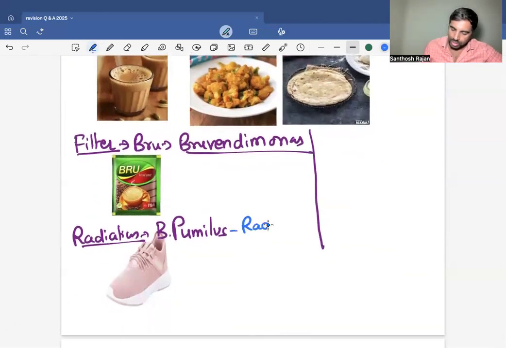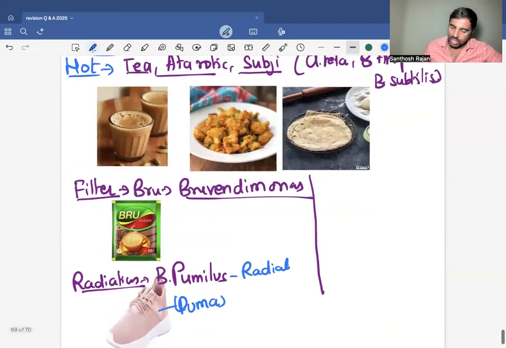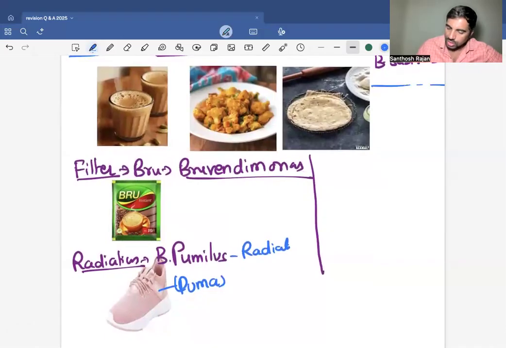It will radiate. Puma shoes will radiate. Brew filter coffee. Yes, one thing forgetting is gas sterilization. For gas sterilization, that is ethylene oxide.